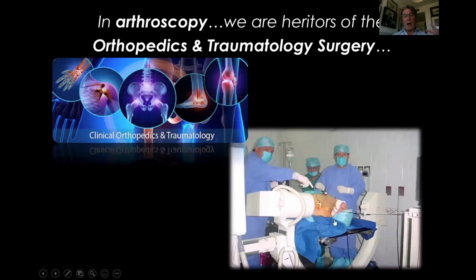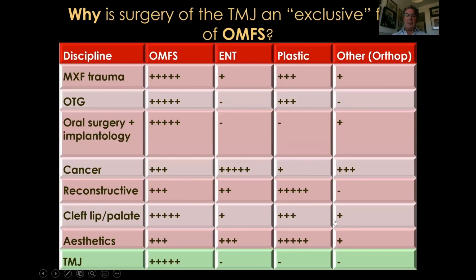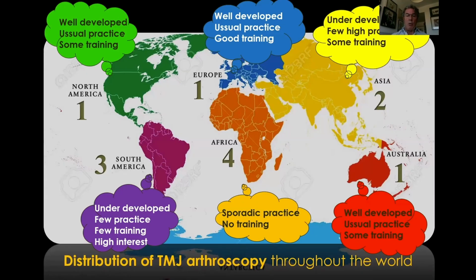But remember that we are coming after orthopedic and traumatology surgeons. They were really the stars of these techniques. But this technique is exclusive to oral and maxillofacial surgeons. As we see in the different areas that we treat, the temporomandibular joint is the only one that is not treated by ENTs, plastic surgeons, or even traumatologists. But the others can be done by some others. So we must take care of this pathology and probably spread it worldwide, because we see right now the distribution of arthroscopy throughout the world is very inconsistent.